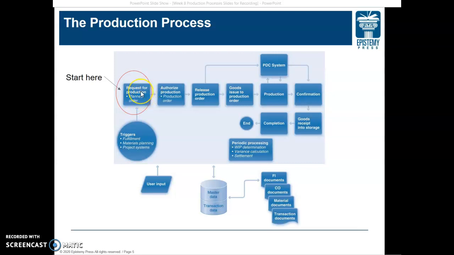Obviously, we need organizational data such as the client, company code, the plant where the finished good is going to be made, and storage locations of where the raw material is coming from and where the finished goods will be stored. So the overall goal of this step is to create a planned order. So this is a formal request for production that indicates what materials are needed and how many units and when.